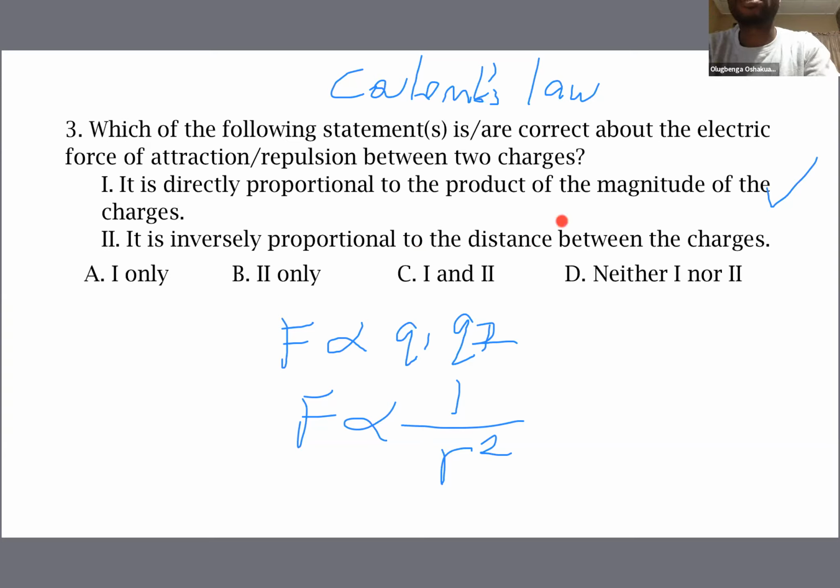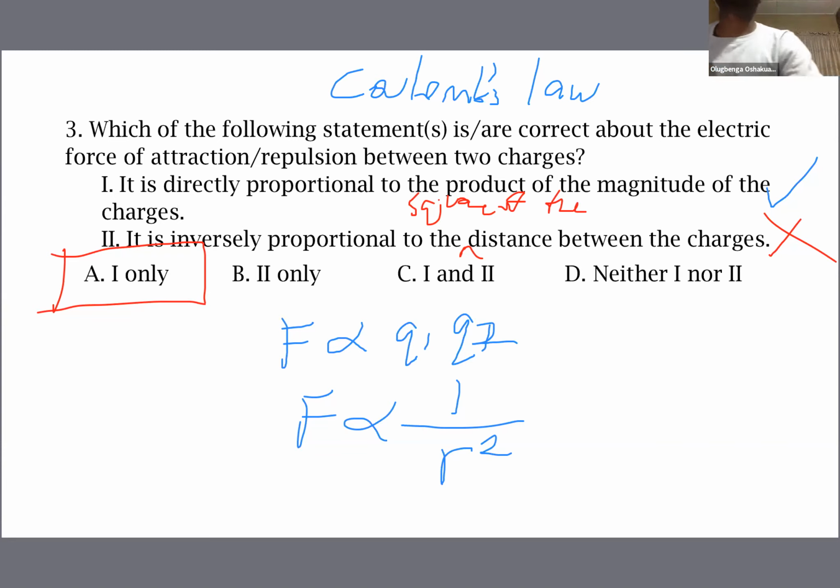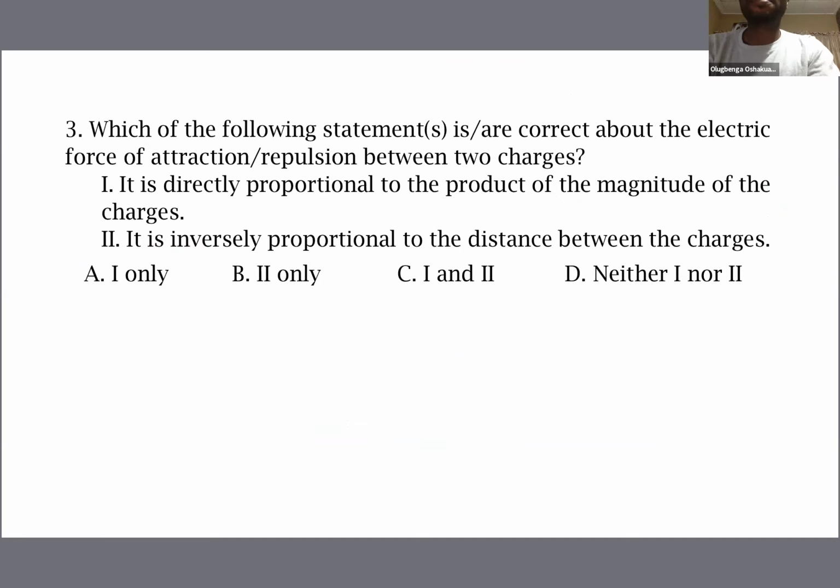This is not what Coulomb's law says. Coulomb's law says it is inversely proportional to the square of the distance. There should be a square of the distance. Hence, we cannot say that 2 is correct. Hence, you can say that the answer here is A, which is 1 only, because it is directly proportional to the product of the magnitude of the charges and not inversely proportional to the distance, but the square of the distance. Let's move on.